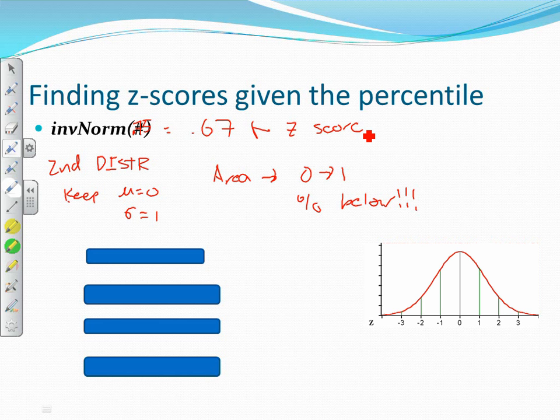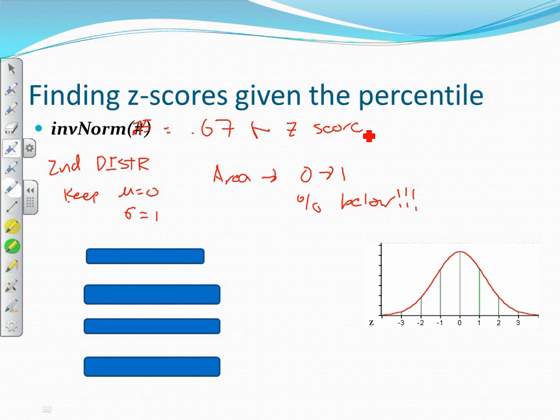How do you change the mean and the standard deviation when it looks like this? And there's no. You won't change it. It'll always be 0 and 1. So if it just is inverse norm and you type in 0.75, you're good. So it'll always be like that exact graph. It'll always be like that.